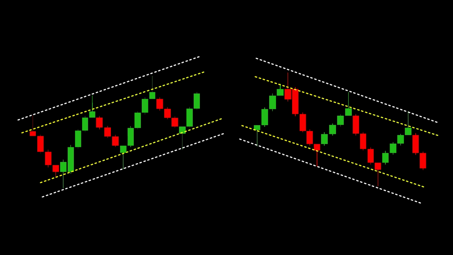This method becomes especially useful when we have long wicks at market highs and lows because it helps us see the real price structure more clearly. It also gives us a defined zone where we can expect potential market reactions.